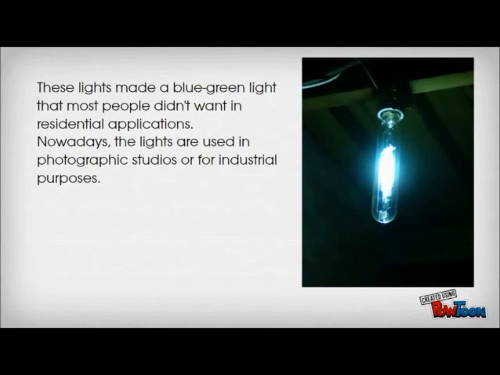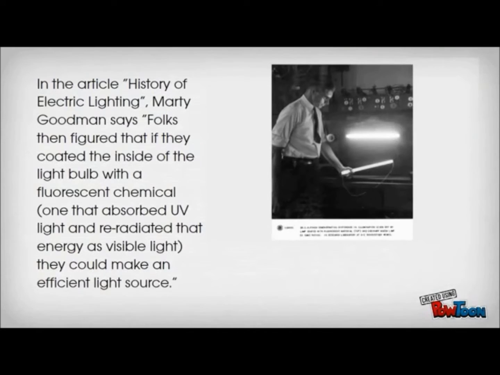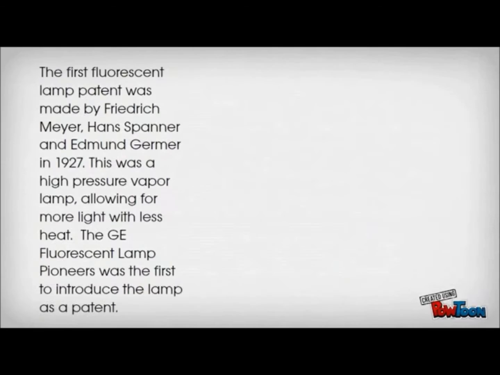These lights made a blue-green light that most people do not want in residential applications. Nowadays, the lights are used in photographic studios or for industrial purposes. In the article, History of Electric Lighting, Marty Goodman says, quote, "Folks then figured that if they coated the inside of the light bulb with a fluorescent chemical, one that absorbed UV light and re-radiated that energy as visible light, they could make an efficient light source."